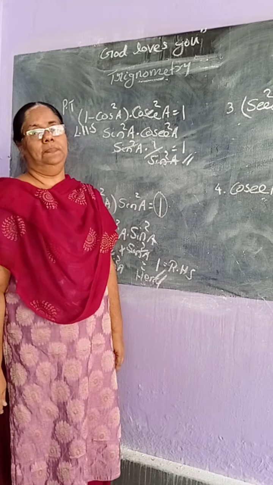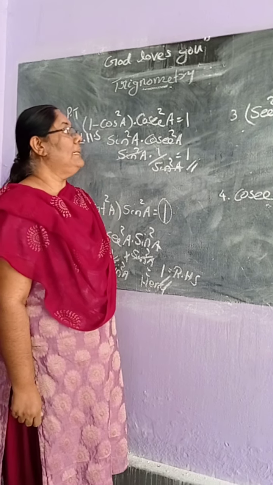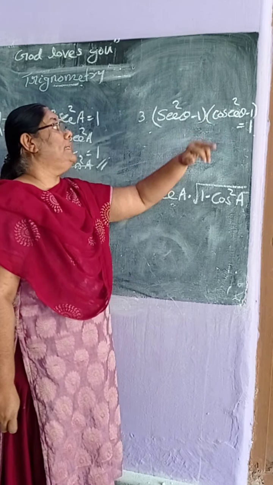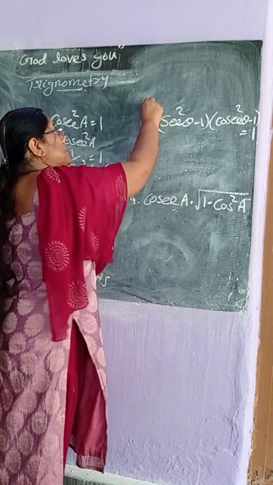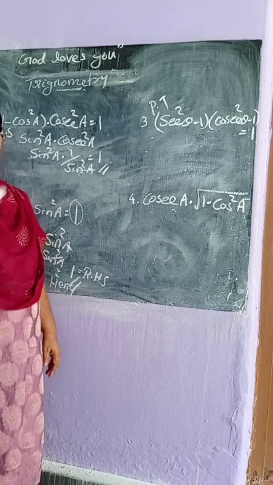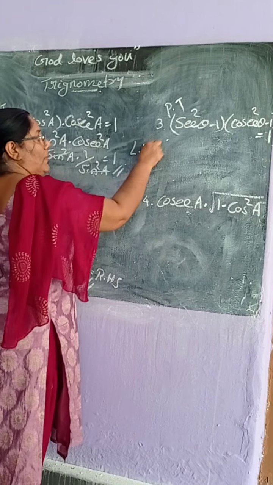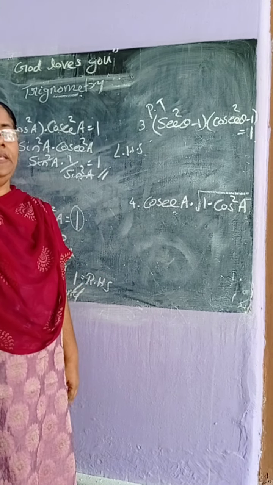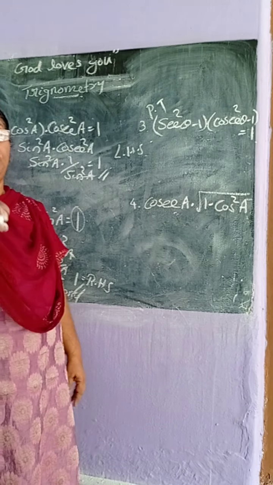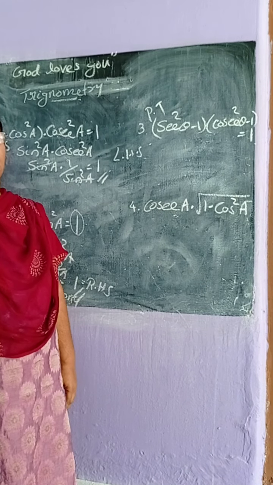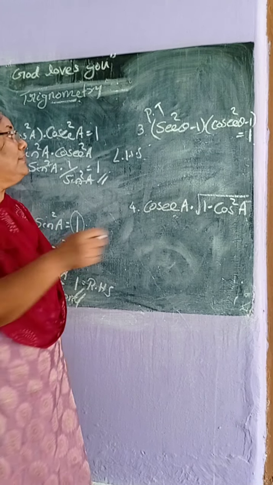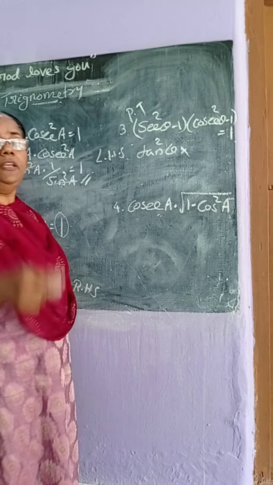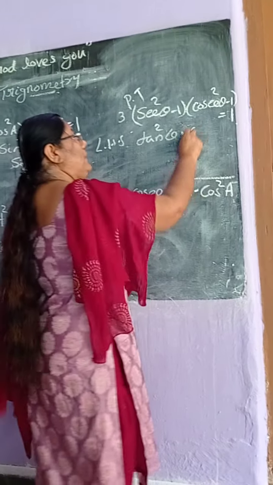Copy the third question. What's the third question? Sec square theta minus 1 into cosec square theta minus 1 equal to 1. Prove that. Take the LHS and copy the LHS. Listen, do not directly write the answer. Copy the LHS. What's the formula? Sec square theta minus 1 is tan square theta. And cosec square theta minus 1 is cot square theta.